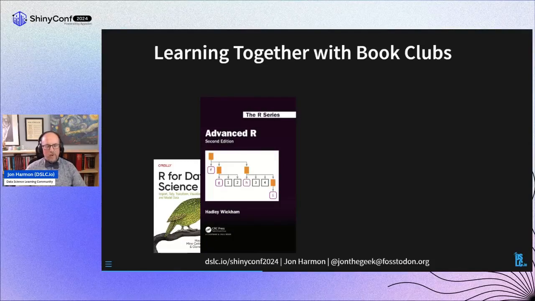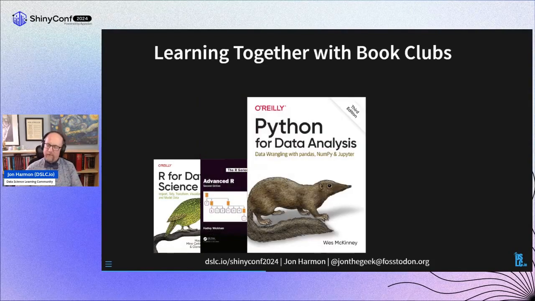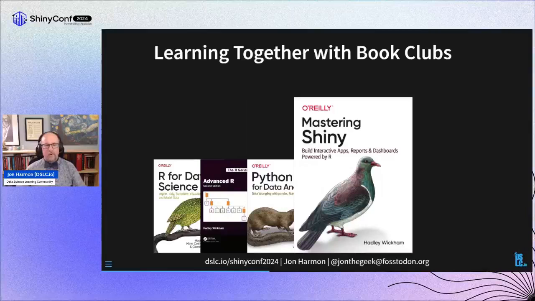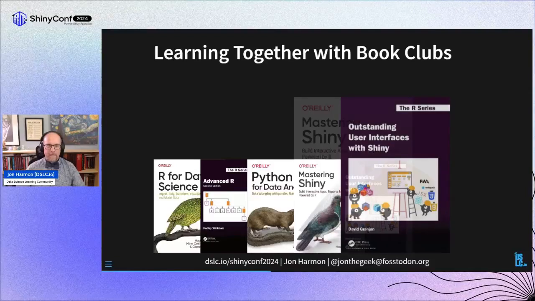After Advanced R, we have had many, many different books. I'm going to show just a few of them. We're on our 2nd cohort of Python for Data Analysis right now. I think we're on our 6th cohort for Mastering Shiny, starting a 7th. The new cohort that we are starting is aiming to be dual language. The book as written is for R, but they want to also translate it for Python as they go. So that should be interesting.